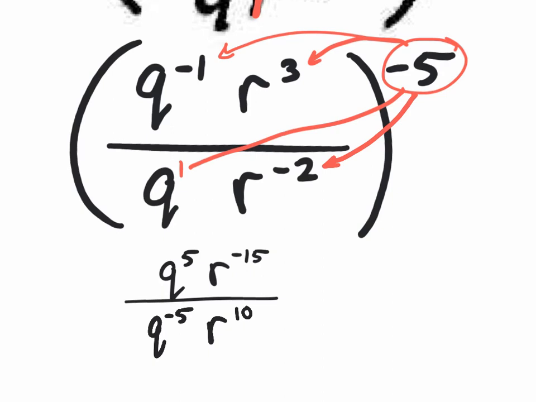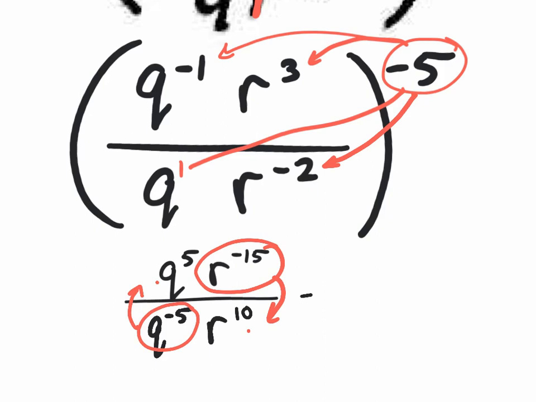10. And now from there, I'm going to use the rule of negative exponents. I need to move them to the other side. So the q to the -5 is going to go up right in front of the q to the 5, and I'm going to have to multiply them. And the r to the -15 is going to go down. It's going to become +15. Then I'll have to multiply it with the r to the 10.